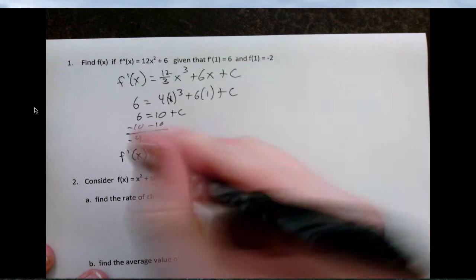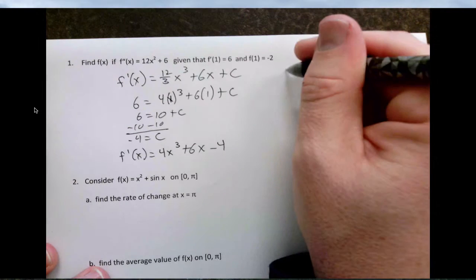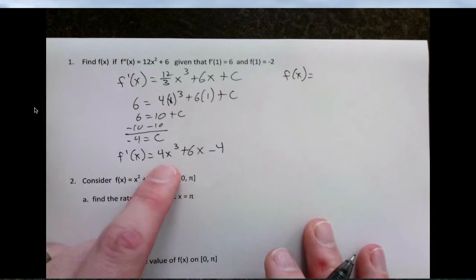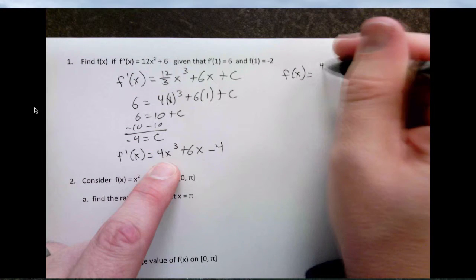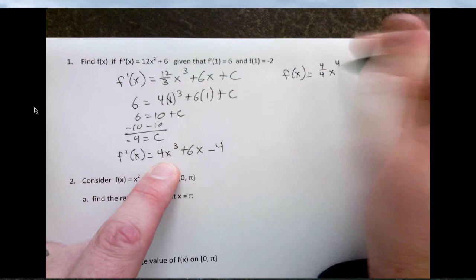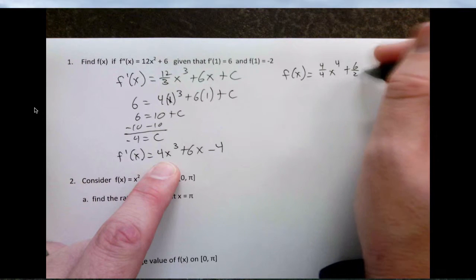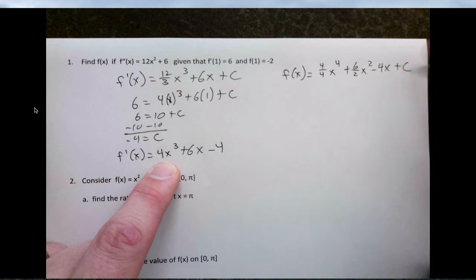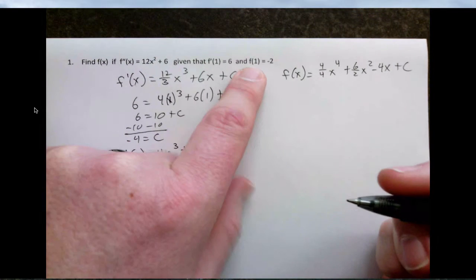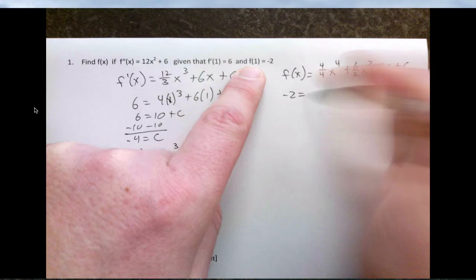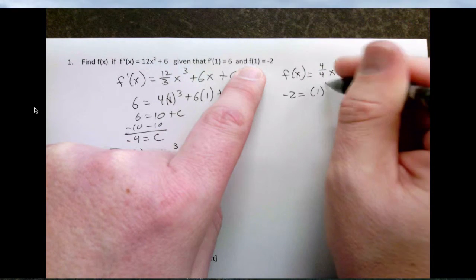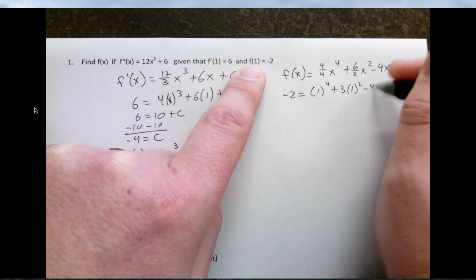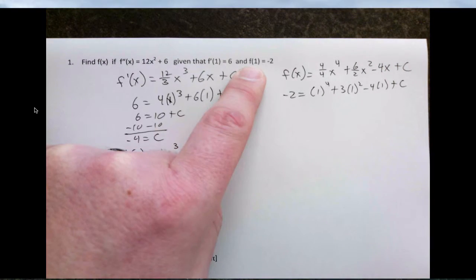Okay, so now I have to do it again. This time we're going back to f. Using the antiderivative here is going to be 4 divided by 4 times x to the 4th plus 6 divided by 2 times x squared minus 4, which gets an x plus c. And now we will use this value right here: -2 equals 1 to the 4th plus 3 times 1 squared minus 4 times 1 plus c.